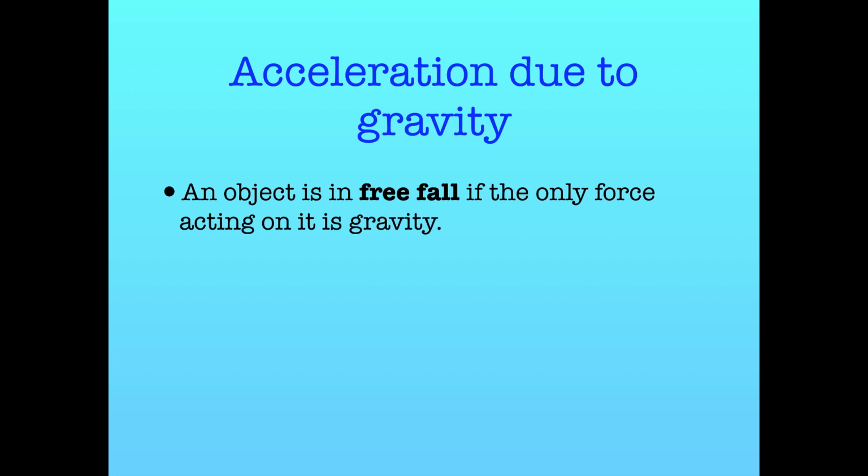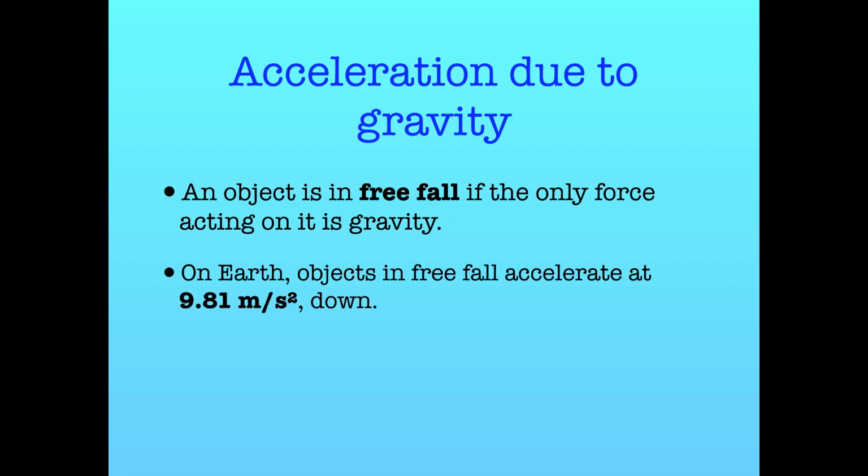To conclude, the way physicists like to clear up this mess is to say that an object is in free fall if the only force acting on it is gravity. So an object in free fall has no air resistance acting on it. On Earth, objects in free fall accelerate at 9.81 meters per second squared down. And this particular acceleration comes up so often that we use the shorthand g to stand for 9.81 meters per second squared. Notice that sometimes down is defined to be negative, and in that case, the acceleration of an object in free fall on Earth would be negative 9.81 meters per second squared, or negative g.